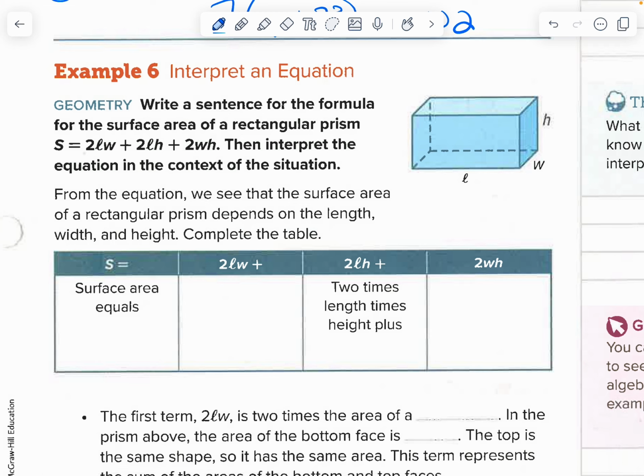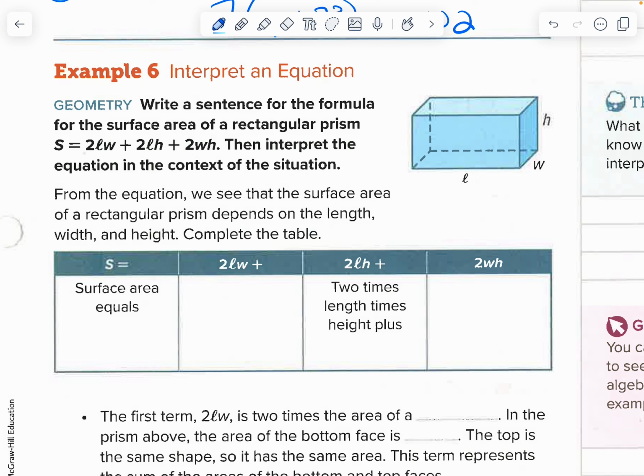And we have to remember how to do some of our geometry. Write the sentence for the formula for the surface area of the rectangular prism. So surface area equals 2LW plus 2LH plus 2WH. Then interpret the equation. Okay? So L is length, W is width, and H is height.